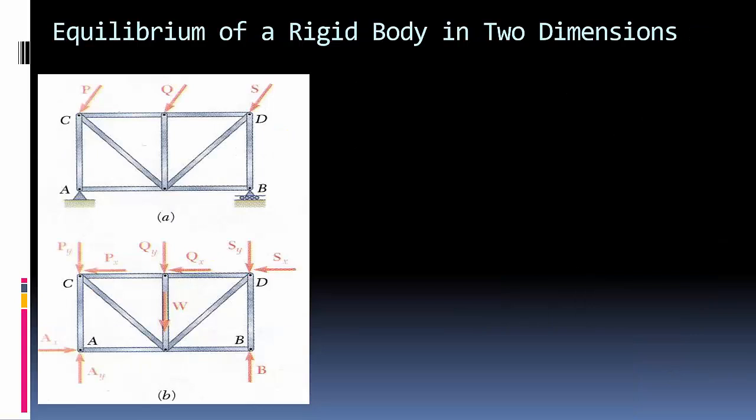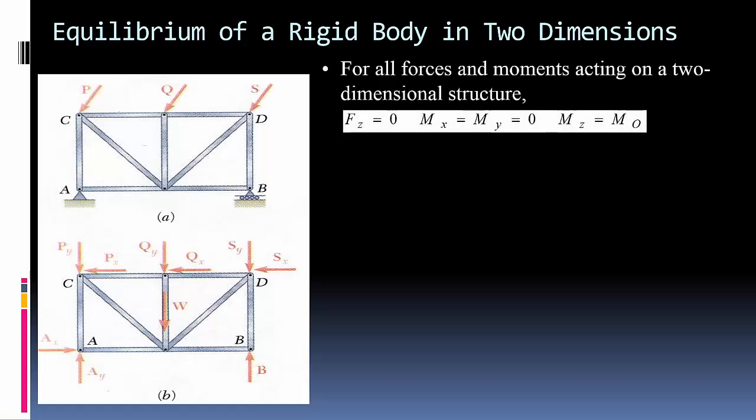Okay, now equilibrium of a rigid body in 2 dimensions. So we have for all forces and moments acting on a 2-dimensional structure, what do we have? Well, it's 2-dimensional, so our forces in z are 0, right? That's 2 dimensions. And our moment in x and y is also 0, because you have to have a force in the z direction to get a moment in x and y. And so therefore we're going to claim our moment in z is just our moment.